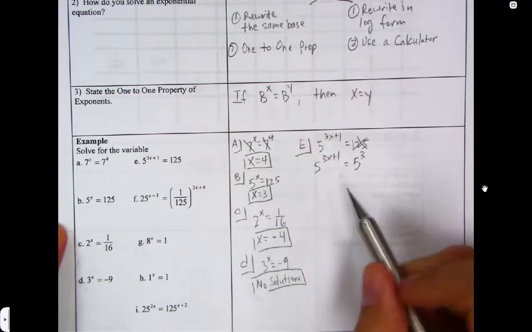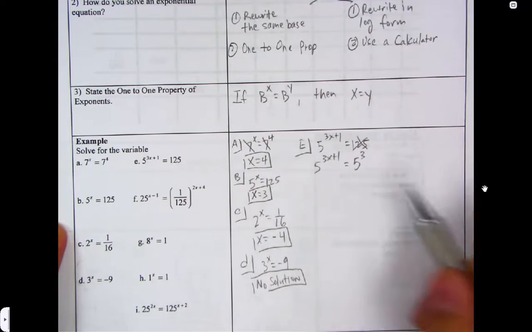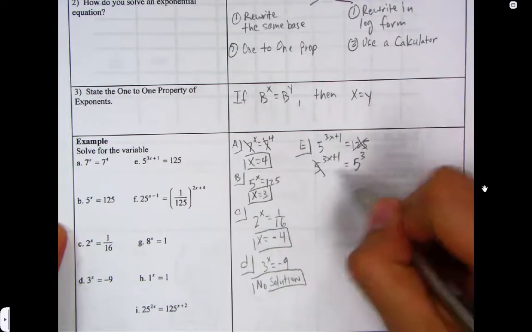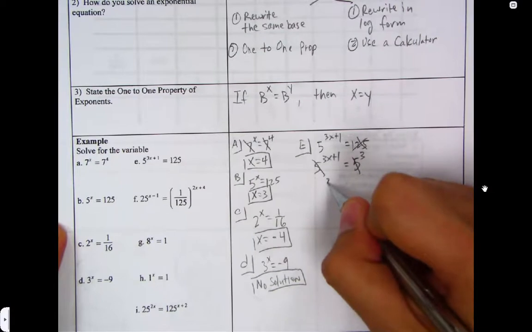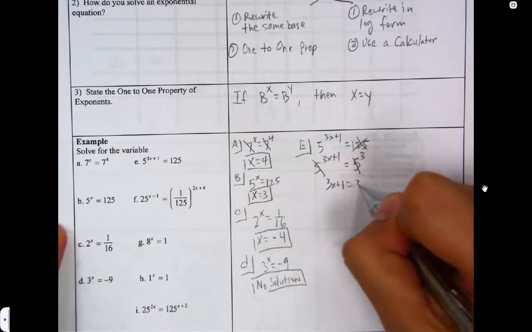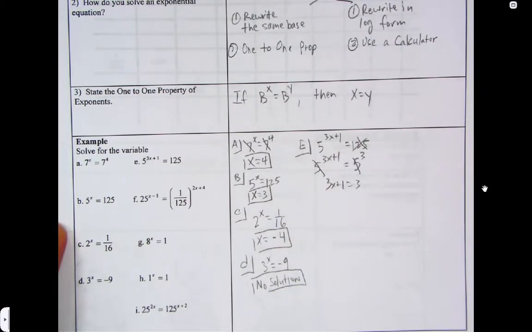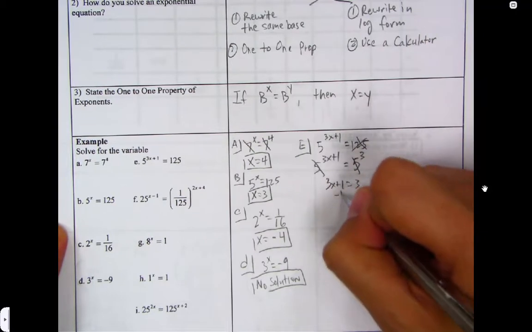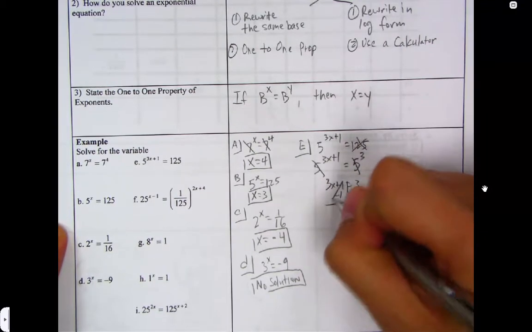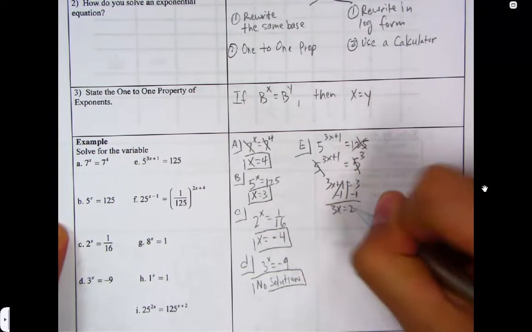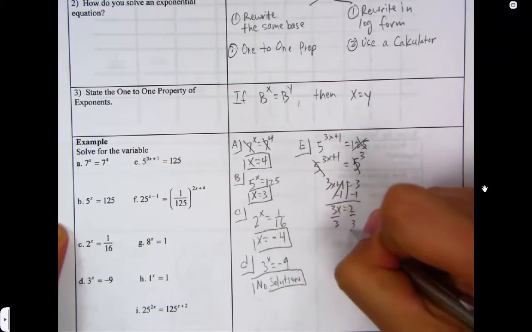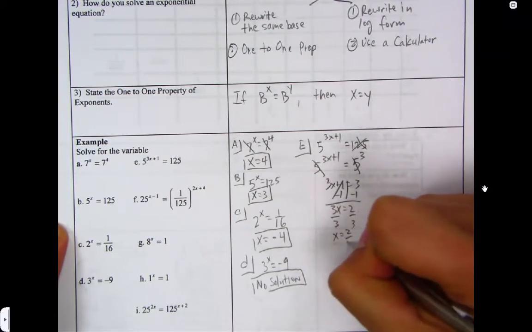And now that it's one base to one base and it's equal sign, same base, these cross out, that means the exponents have to be equal. 3x plus 1 equals 3. And then you just do your algebra 1. Subtract 1 on both sides. Divide by 3. And x equals 2 over 3.